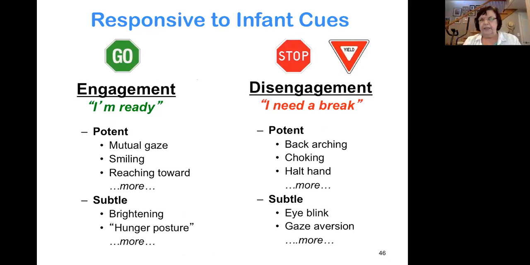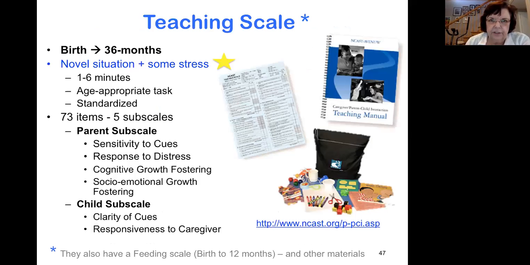Halt hand is putting your hand up. Many of you, if you've tried to feed a young child and you bring the spoon to their mouth, they put their hand between their mouth and your spoon, that's what we mean by halt hand, that they stop it. Or they may even turn around in their high chair so that you don't get the spoon near their mouth. Those are disengagement cues. They mean that the child needs a break. Doesn't mean that they need to stop. Maybe it just means yield. But sensitive caregivers learn to determine the difference.